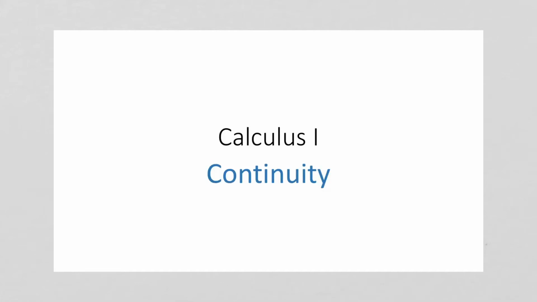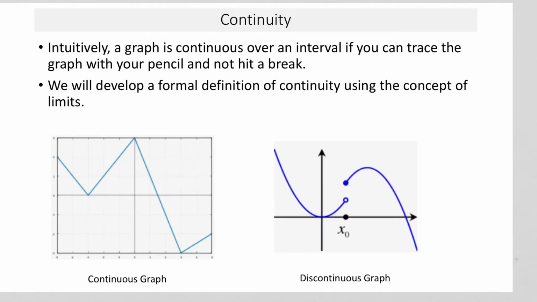In this section, we're going to talk about continuity of a function. Intuitively, a graph is continuous over an interval if you can trace the graph with your pencil and not hit a break. So if you look at this one here, I can walk along this graph and I'm not going to hit any hole, any asymptote, or any jump. Even though it's got points, you can still keep going. This is a continuous graph.